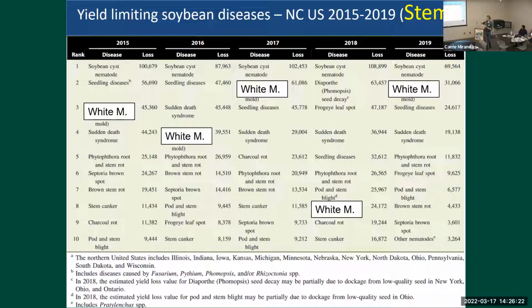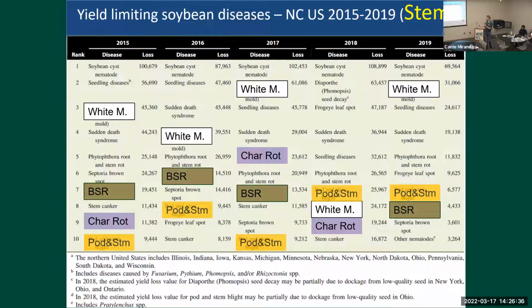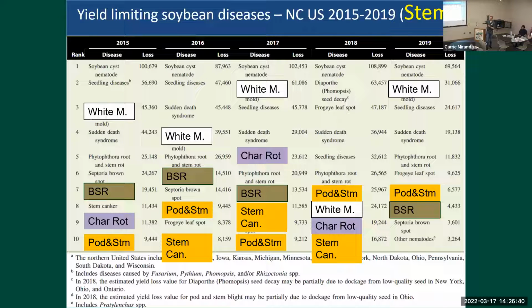And then when you talk about stem diseases, you have to talk about white mold when you're in North Dakota. That's the most important stem disease, although there are lots of others. Charcoal rot comes and goes depending on the year. Dry years, charcoal rot is very prominent. Brown stem rot, pod and stem blight, and stem canker. You see they're lower. There's quite a few stem diseases, but they are not having the same impact as root diseases do in North Dakota.